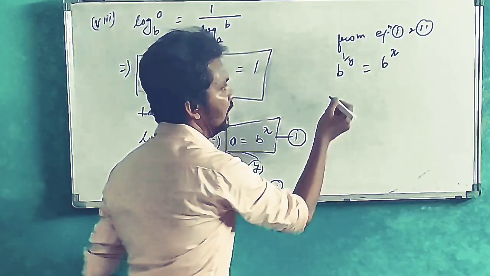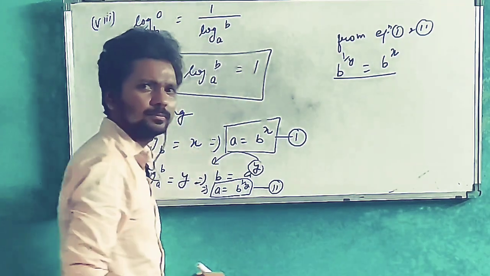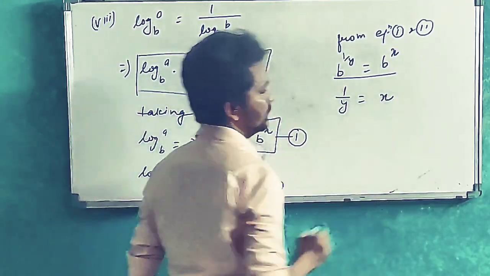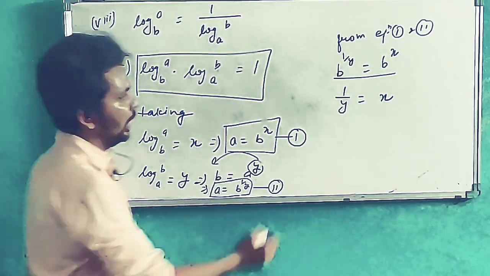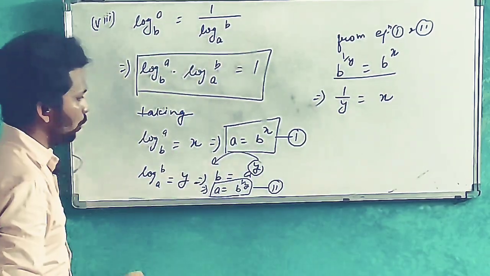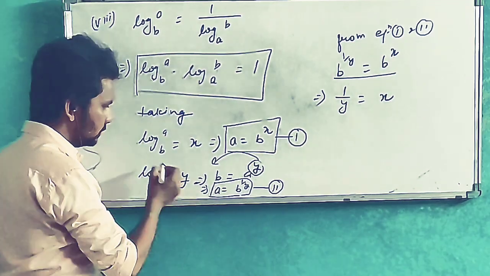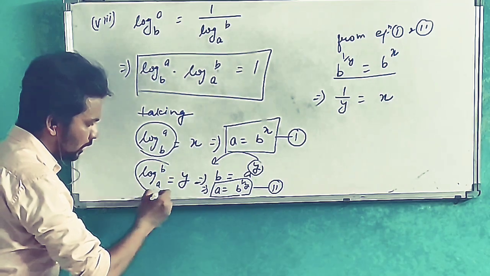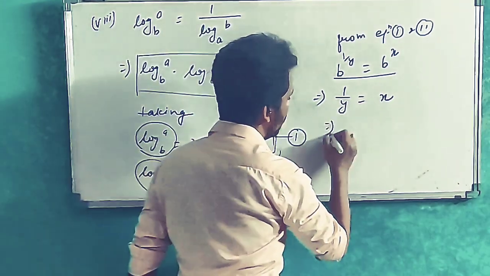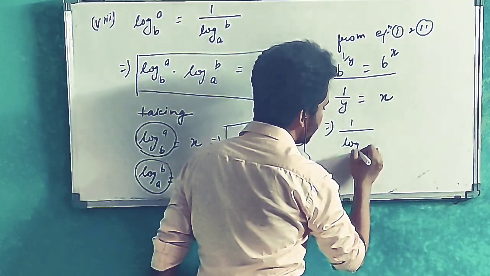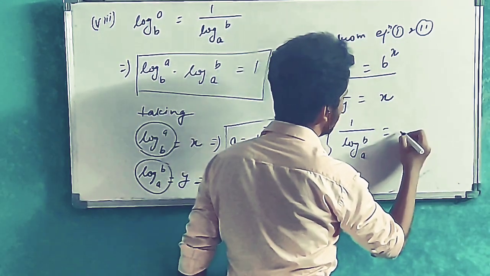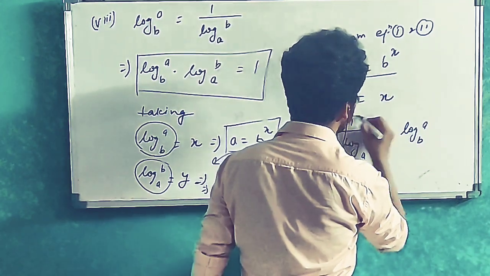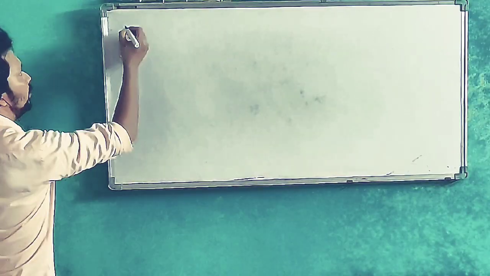Now, when is this possible? When 1 upon y is x. So, what were my y and x? X is equal to log a base b and y is equal to log b base a. So, I got 1 upon log b base a is equal to log a base b. This is my eighth property. Now we'll discuss the ninth property.